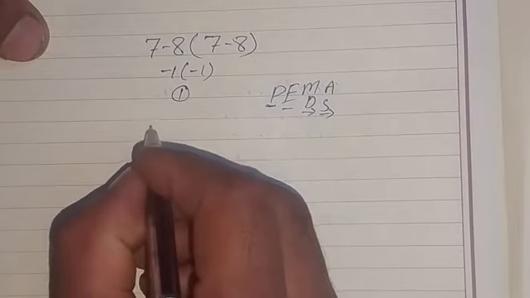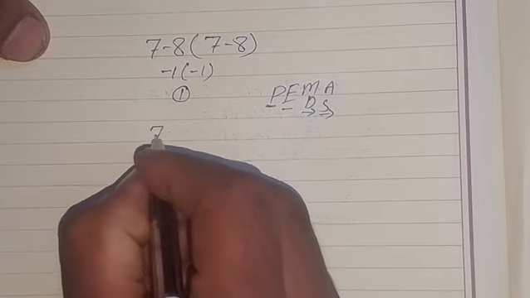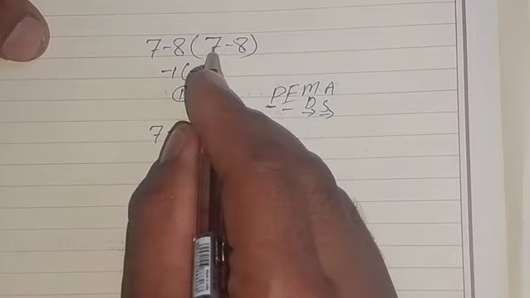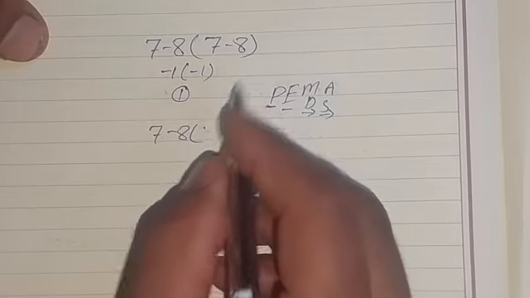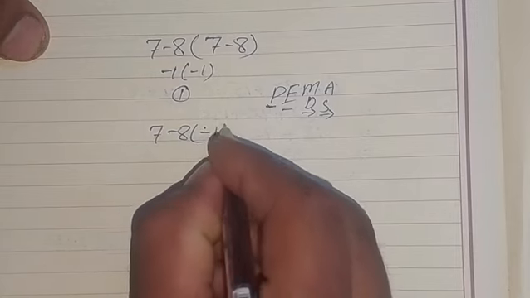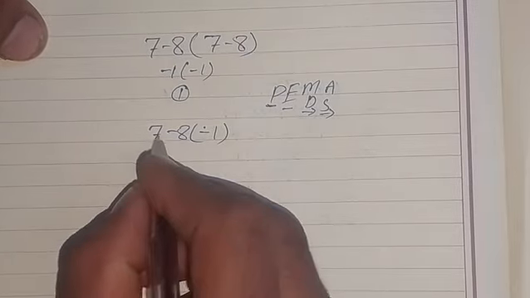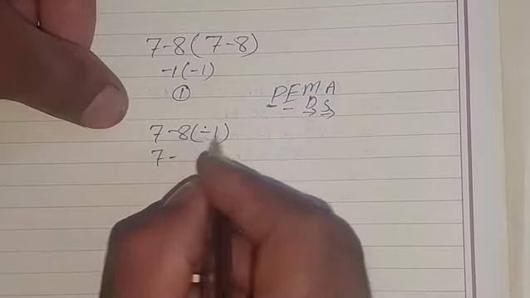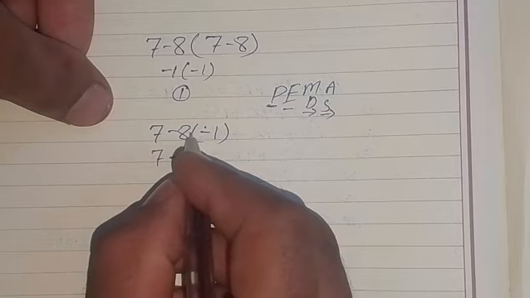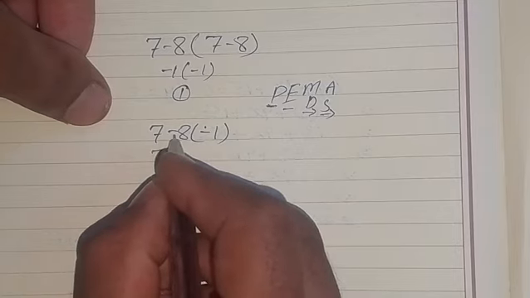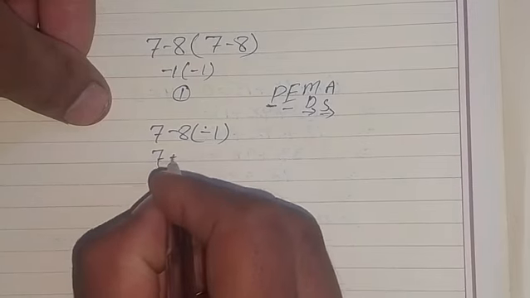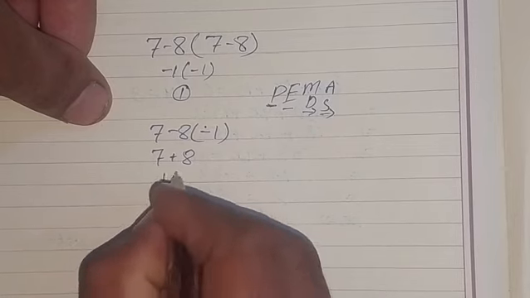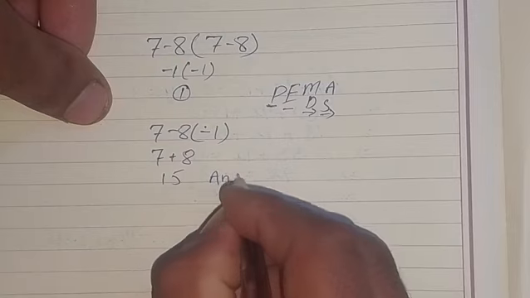Now we solve parentheses. So they give us 7 minus 8, and so we solve parentheses. Inside of the parentheses, 7 minus 8 gives us minus 1, and 7 minus 8 into the parentheses is multiplication, and minus 8 into minus 1 gives us plus 8, and 7 plus 8 gives us 15. So the final answer is 15.